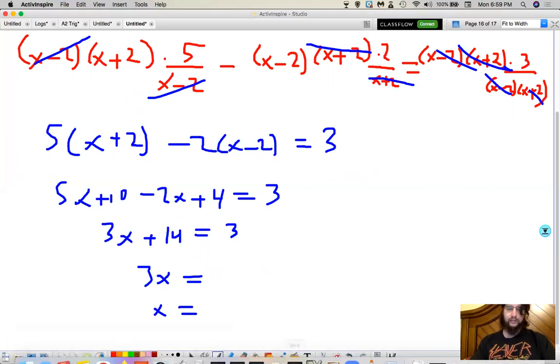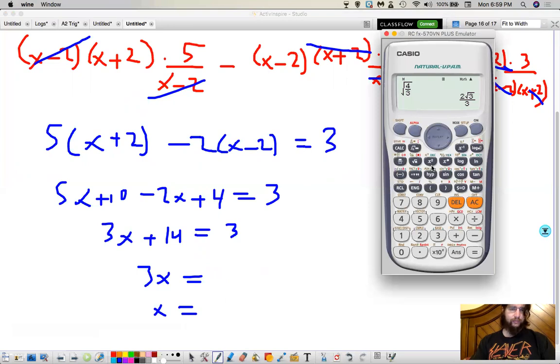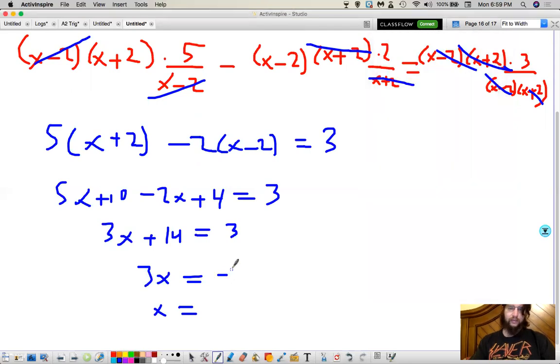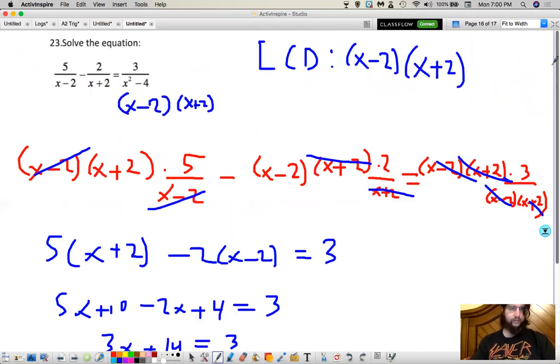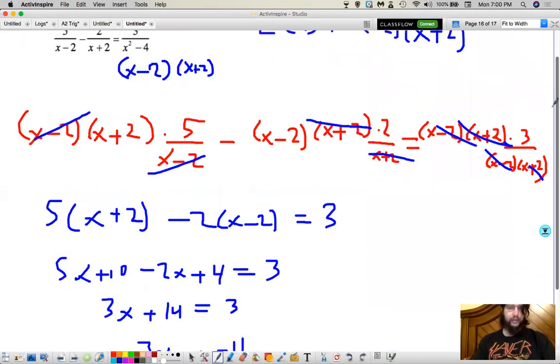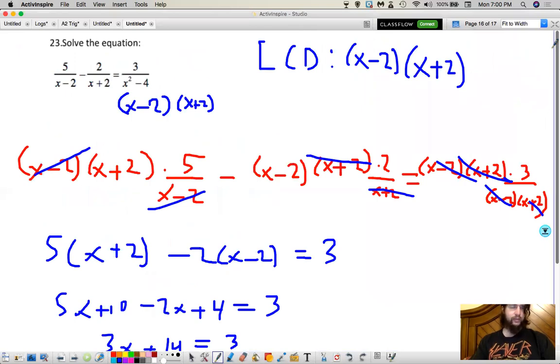Okay, let's just. What's going on with me today? 10 plus 4 is 14. And we're going to do 3 minus 14. It's negative 11. So we have negative 11 thirds. Okay. Should I mess up anywhere else? Okay, that should be it. Assuming I didn't screw up somewhere else. Yeah, negative 11 thirds is perfectly fine. It's not 2 or negative 2, so we're good.